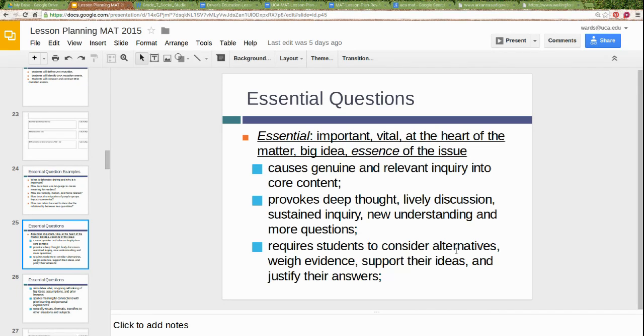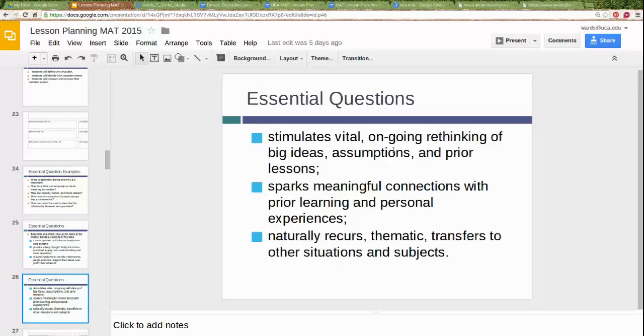There should be lots of alternatives for an essential question. There's not one answer. It's a critical thinking kind of question. Students might have to weigh evidence and support their reasoning for their answer and justify their answers. It ought to stimulate ongoing rethinking of the big idea. It might make us question our assumptions. It might make us consider and remember prior lessons that also fell underneath that umbrella. We might be able to connect with it in a meaningful way personally and with our prior learning, and it ought to naturally reoccur throughout the core content.